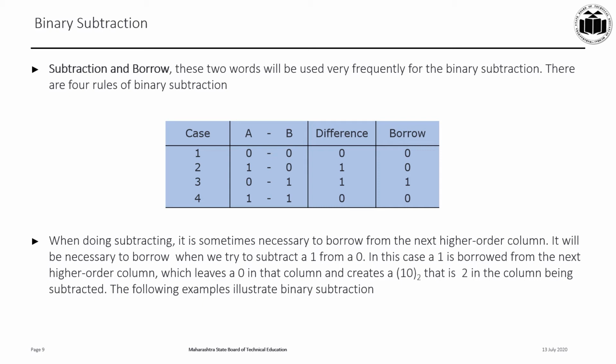But in case 3, it is 0 minus 1. So when we try to subtract a 1 from a 0, then a 1 is borrowed from the next higher order column, which will leave a 0 in that column, and it will create a 1-0 binary number, which is a decimal number 2, in the column which is being subtracted. And hence the difference will be 1 and the borrow will be 1 for case 3. For case 4, 1 minus 1 gives a difference of 0 and a borrow is also 0.